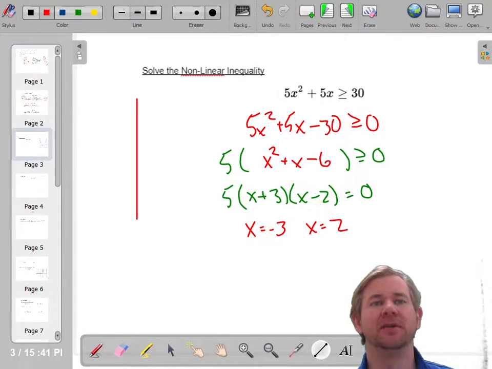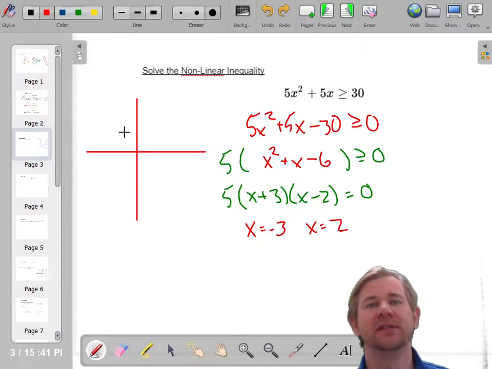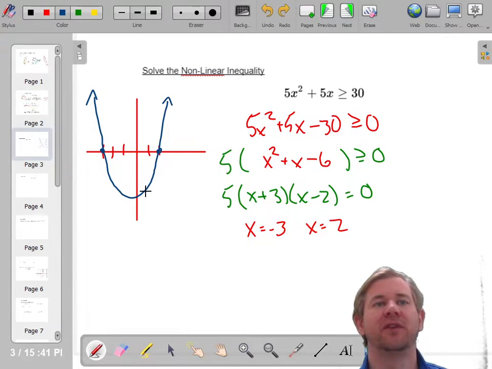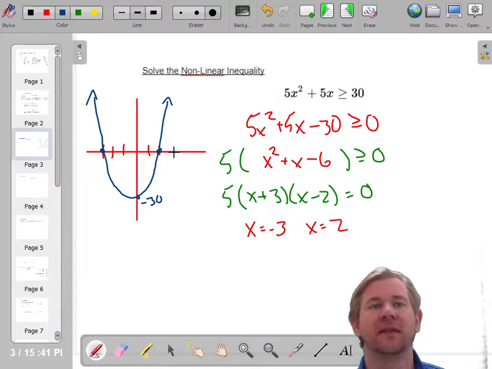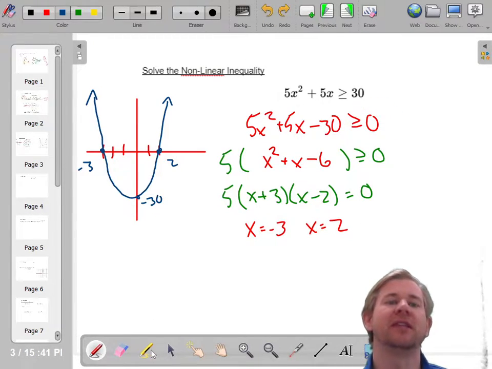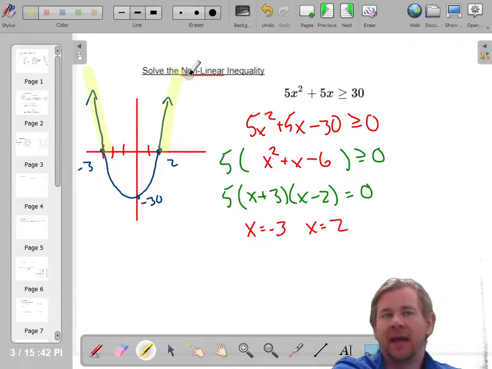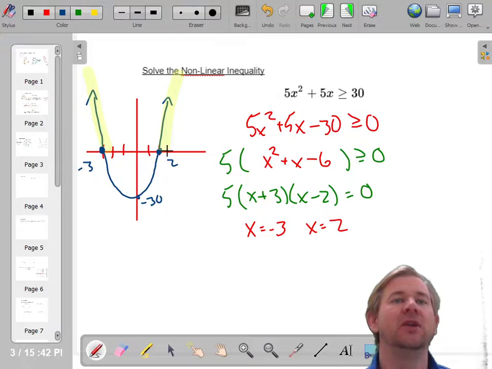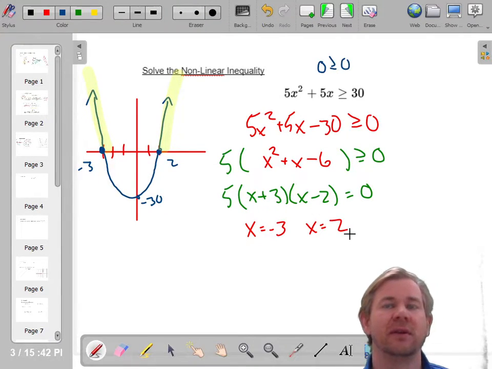So if I didn't have Desmos, I would say this is a parabola that, if it's positive 5x squared, opens up and passes through negative 3, positive 2, and I also know that the y-intercept would be negative 30 down here. Okay, so that's negative 30, that's 2. Now, I want to know where it's greater than 0, because when I subtracted everything, I have greater than 0, so that means I want these guys. And first thing, these are closed circles at negative 3 and 2, because if you plug in negative 3, you will get 0, and 0 is greater than or equal to 0.